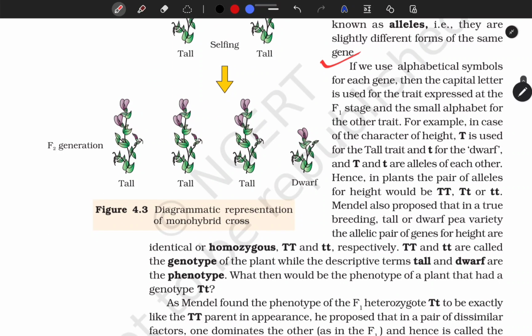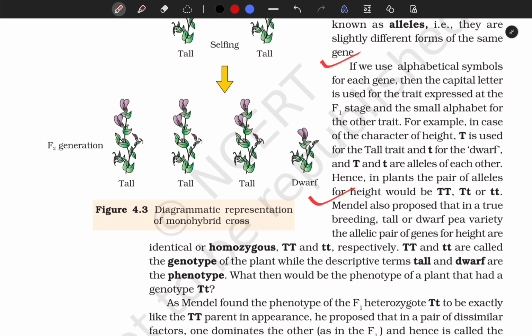If we use alphabetical symbols for each gene, then the capital letter is used for the trait expressed at the F1 stage and the small letter for the other trait. For example, in the case of the character of height, capital T is used for the tall trait and small t for the dwarf. And capital T and small t are alleles of each other. Hence, in plants, the pair of alleles for height would be capital T capital T, capital T small t, or small t small t.